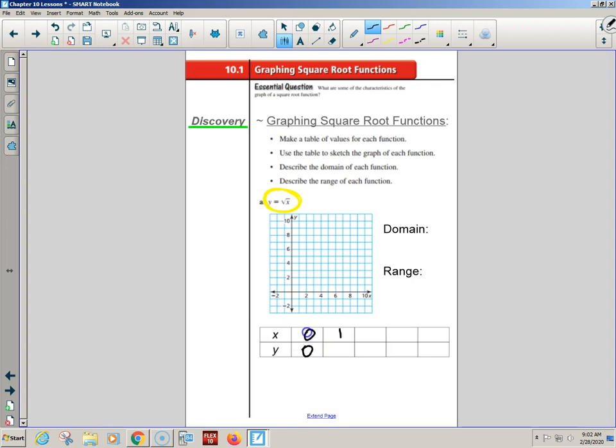Because square root of 1 is? 1. Then what? 4. Ooh, nice. Because that square root is? 2. And then? 9. Good. And then? 16. Okay. Do you see why I'm going to cross that one out, though?